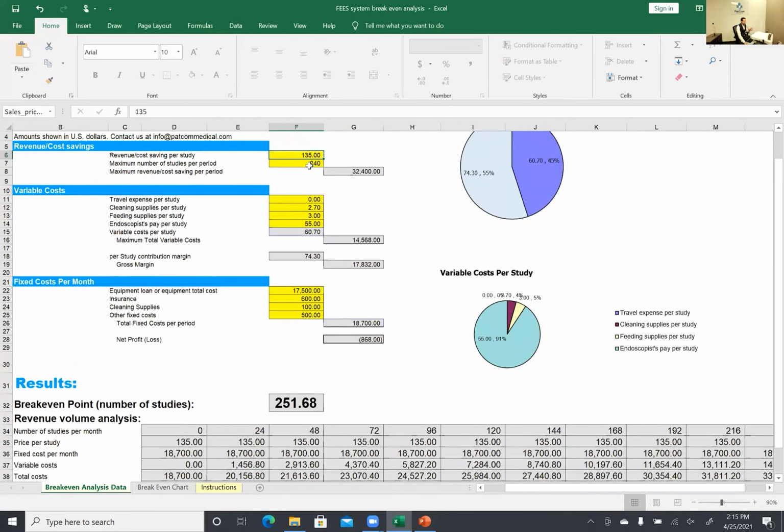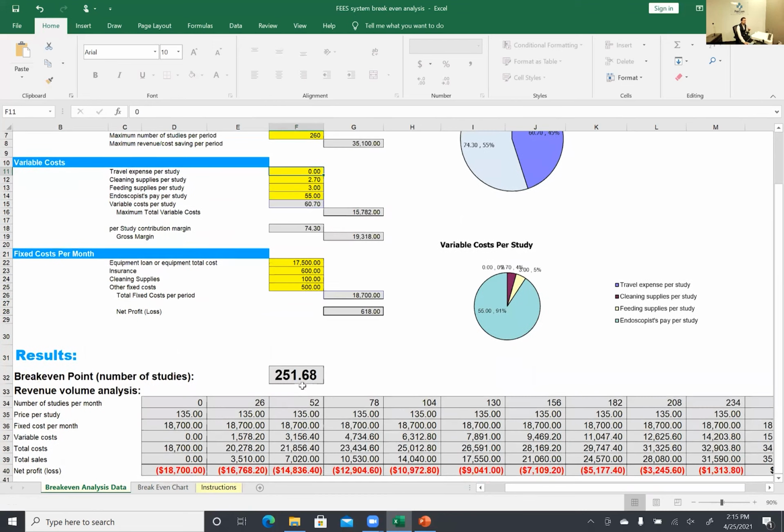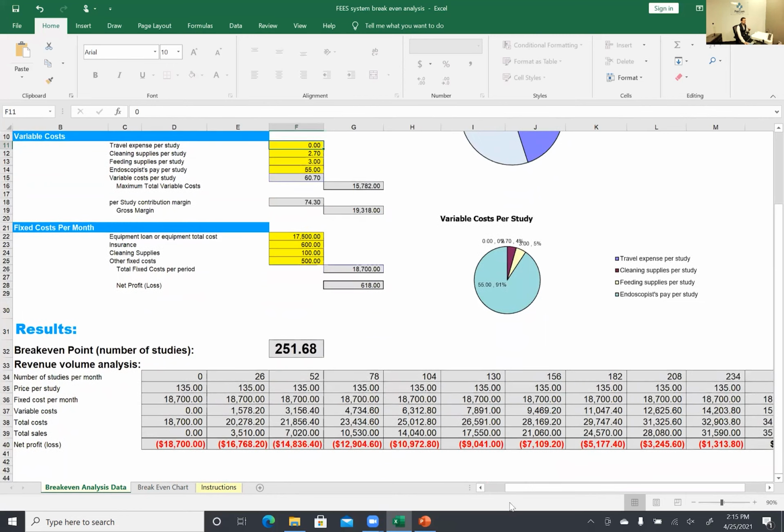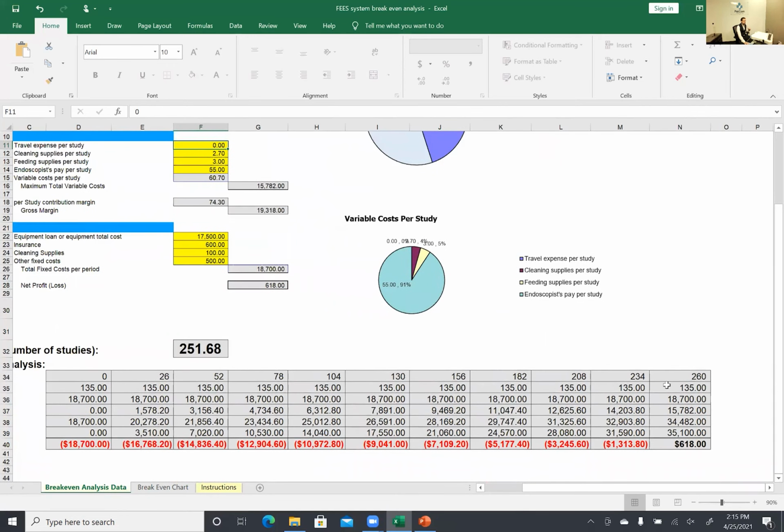As you can see, we need 252 studies, so it would take us slightly over a year because we said 240 studies is the maximum per year. If we say, well, maybe we can do 260 in a year, that doesn't change the break-even point. That'll be the same, but my table here will actually start giving me not just the breaking point, but what happens once we reach the 260 and more. That's when you start a positive return on investment.